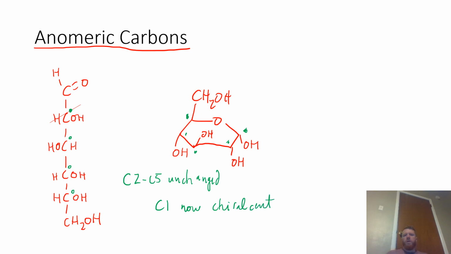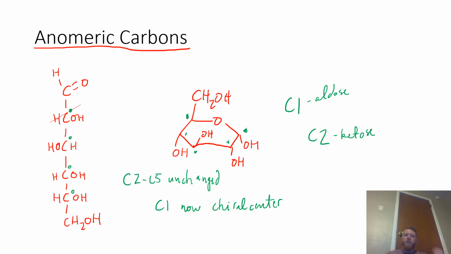So whenever you think about anomeric carbons, one of the things that you have to think about is the definition, and the definition is a newly formed chiral center. So carbon number 1 is your anomeric carbon whenever you're talking about an aldose, and carbon number 2 whenever you're talking about a ketose, because both of those were not chiral centers, and whenever you have the cyclized form of a sugar, they are.